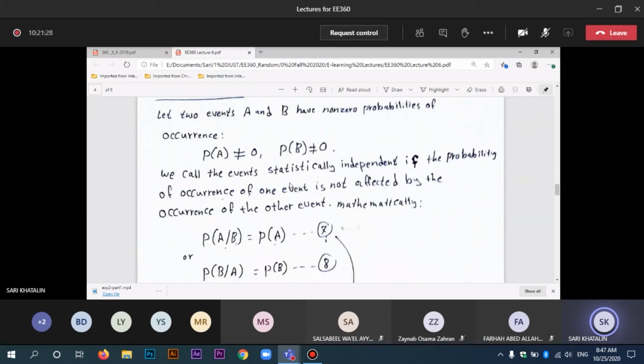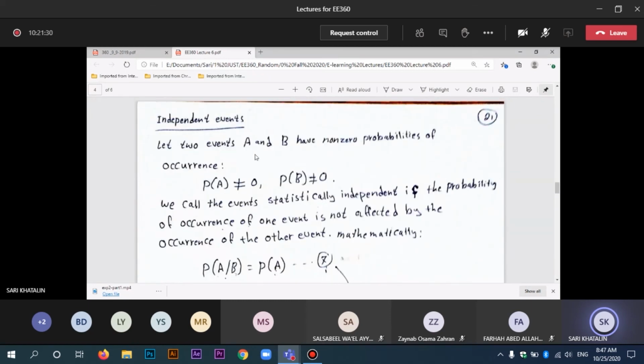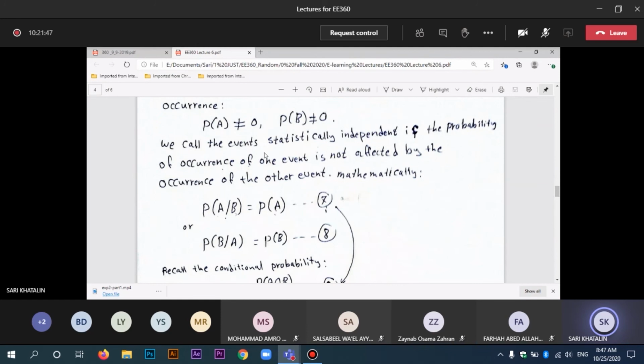Okay, so basically, if we have two events, A and B, and each one of them has a non-zero probability, which means the probability of A is not equal to 0. Similarly, the probability of B is not equal to 0. So we can call the events A and B in this case statistically independent if the probability of occurrence of one event is not affected by the occurrence of the other event. Okay.